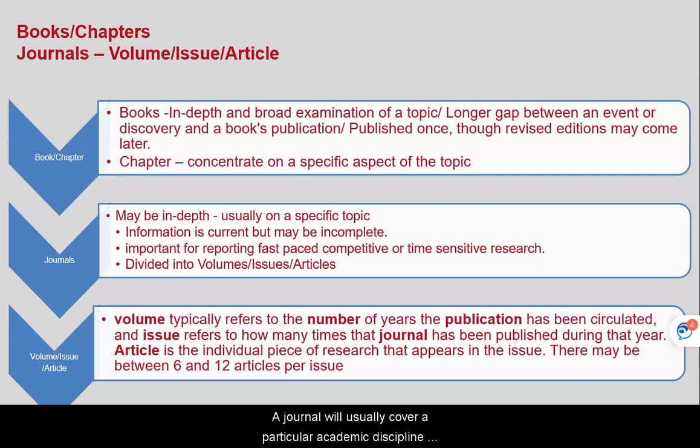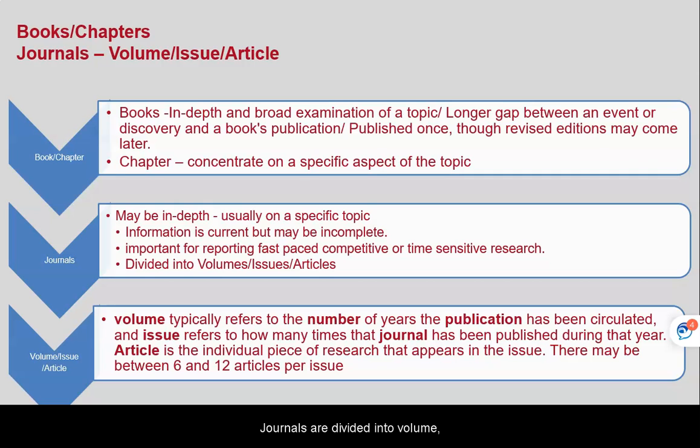A journal will usually cover a particular academic discipline, such as law, criminology, education, or health, etc. The information in a journal is generally much more up to date, as they are published much more frequently than books, typically weekly, monthly, or bi-monthly. This means that they are very good for reporting fast-moving or rapidly changing areas of research.